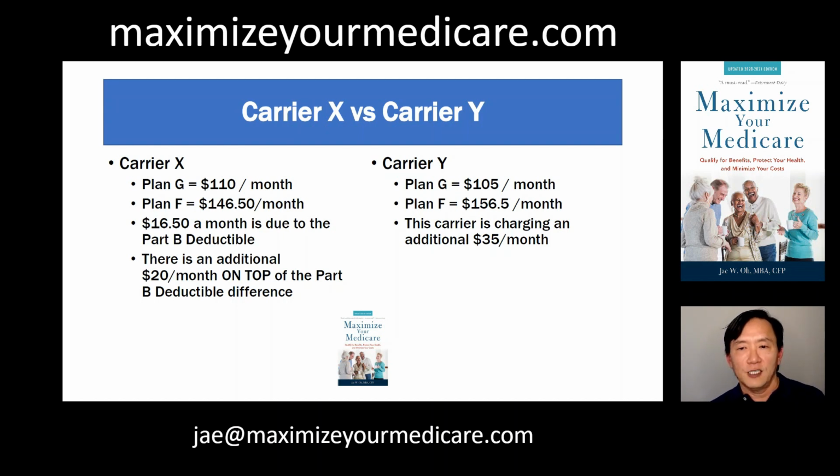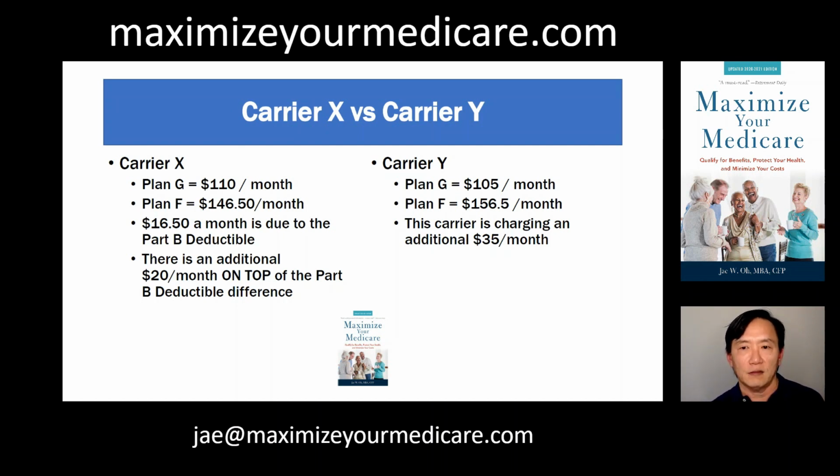Plan F under the same carrier is charging $156.50 a month. And so now you can go to the math again, right? For example, and do I have the math wrong? No, I don't. So once you add these differences, what you end up having is you can see that carrier Y is charging $35 a month, right?